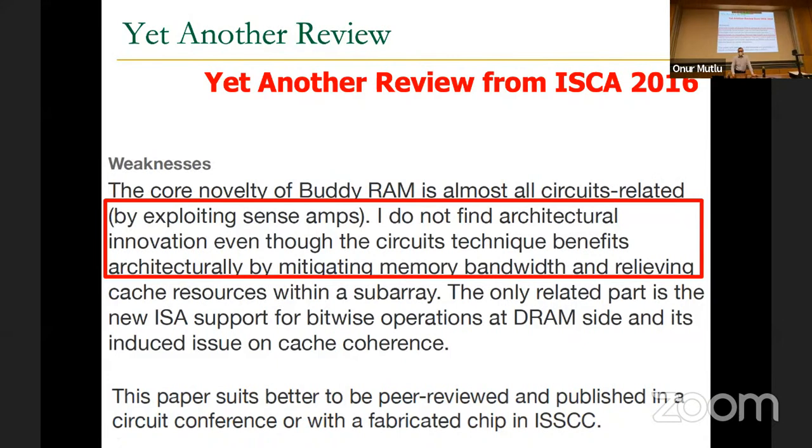Yeah. That's what they're suggesting here, right? The paper suits better to be peer-reviewed and published in a circuit conference, or with a fabricated chip in ISSCC, which is another circuit conference that accepts papers that are only fabricated chips. We eventually published at an architecture conference, Micro. ISCA is also a similar quality architecture conference, I would say. But we published one year later.